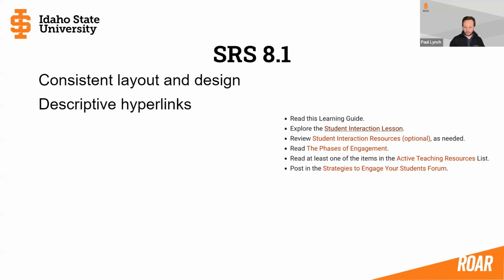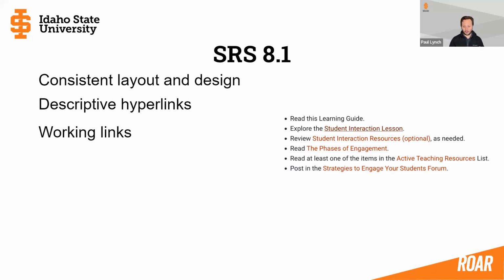Next, descriptive hyperlinks. Descriptive hyperlinks are links with clear and meaningful names. So instead of a URL or something like a click here, you want to have something that's descriptive, that is informing the students where they will go to if they click on that link. So for example, with the screenshot I have on our slide, if we look at that second bullet point, we can see explore the student interaction lesson. I know that if I'm a student in this course, if I click on that link, I can expect to go to the student interaction lesson activity within that course, and I should arrive there.